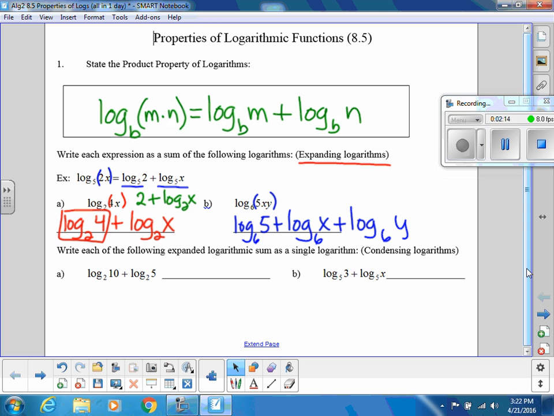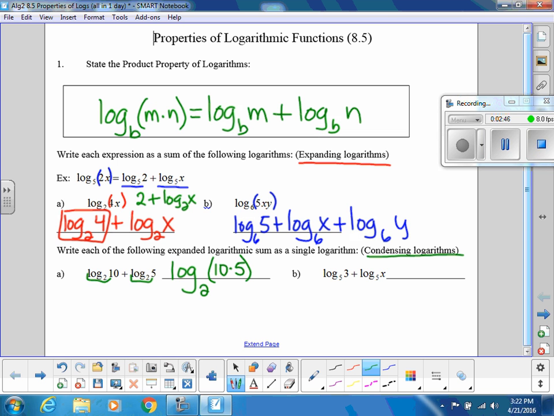Now we can also use this property backwards to condense logarithms. So if you notice that you have the same base of 2 things added together, then we can combine them into one single log. Now this only works if you have the same base. So these are both log base 2. So I'm going to combine these to be one single log. Instead of adding log base 2 of 10 and log base 2 of 5 together, when we're in a single log, they get multiplied together. And now I can simplify that even further, because 10 times 5 is 50. So this is the same thing as log base 2 of 50.